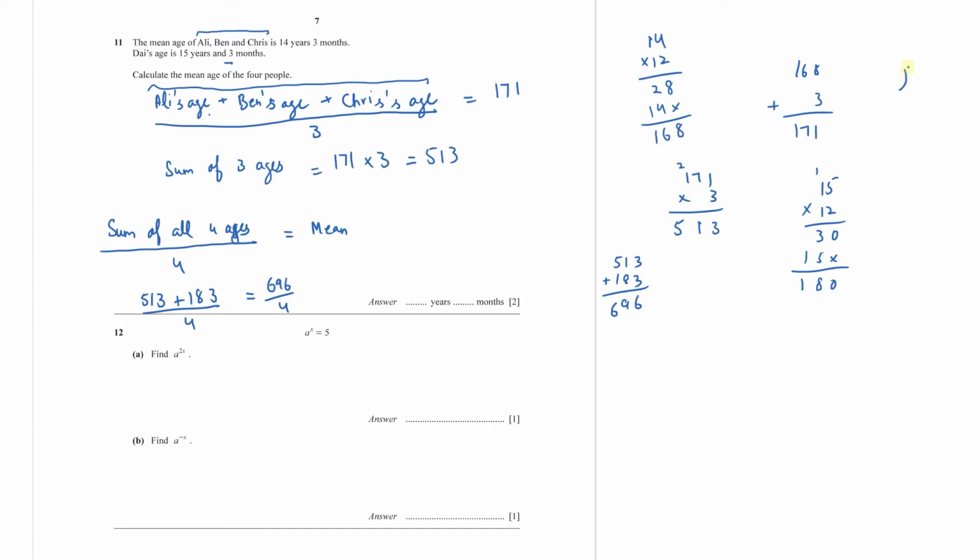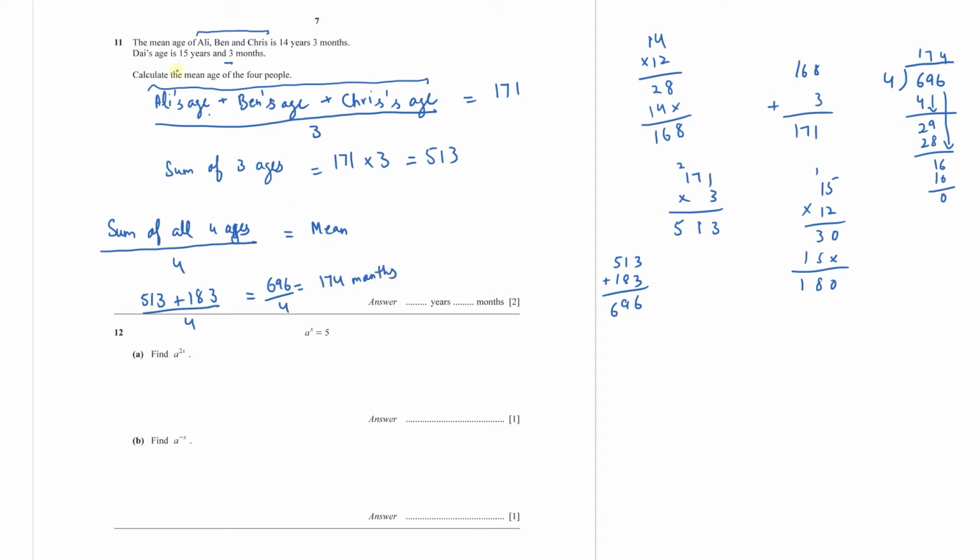So let me do this division here. So 696 divided by 4. 4 times 1 is 4. 6 minus 4 is 2. Then bring this down, 29. 7 times 4 is 28. 1, and then bring the 6 down. 4 fours are 16. So this is actually 174 months.